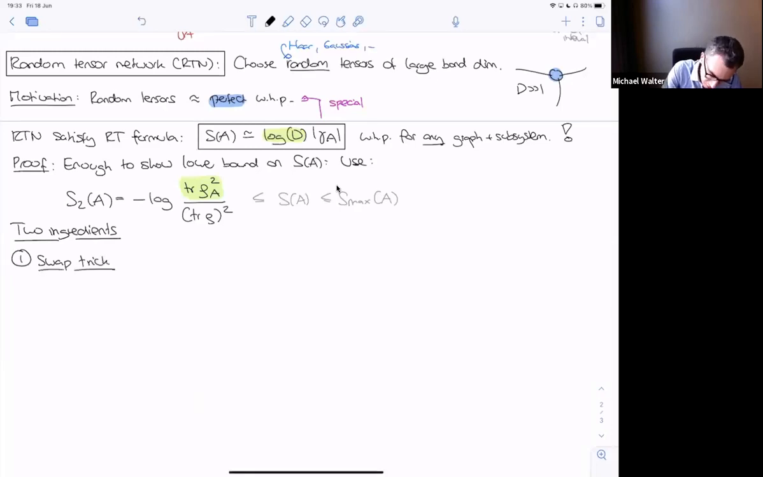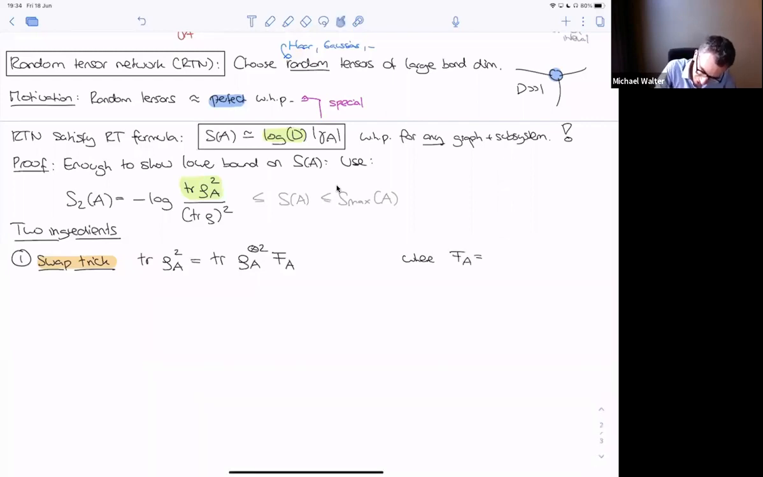Again, it's a special case of the replica trick, and it's simply the following formula: the trace of an arbitrary operator, say of this operator rho squared, is the same as taking two copies of the state rho A and then computing the expectation value of the swap operator. The swap operator I'll denote by F sub A.